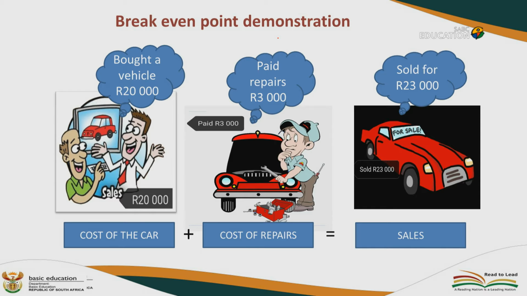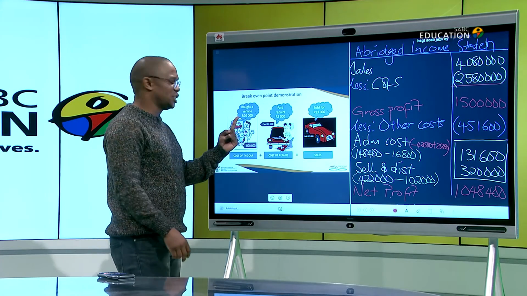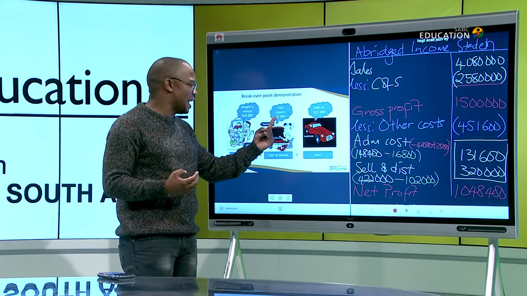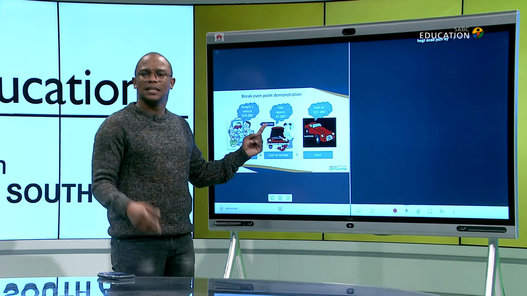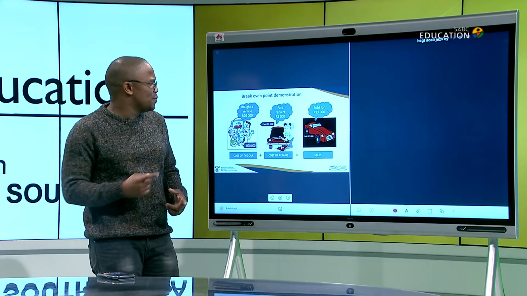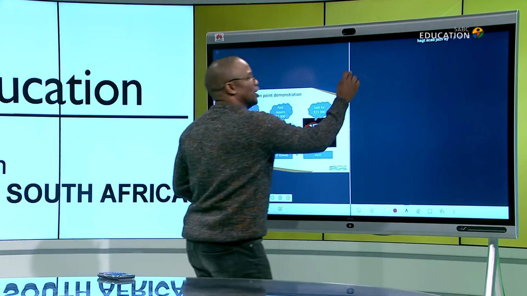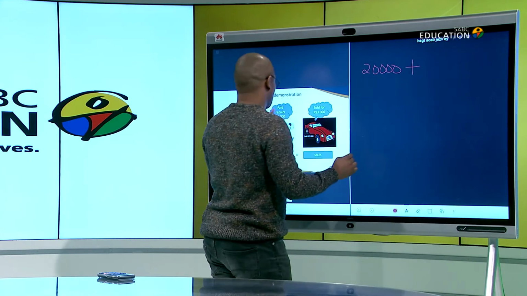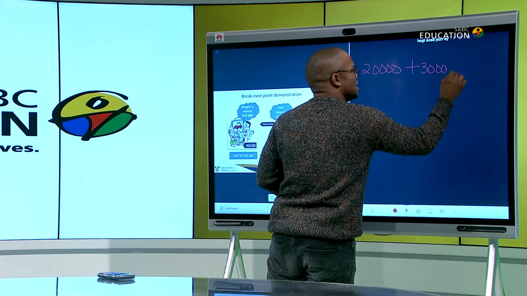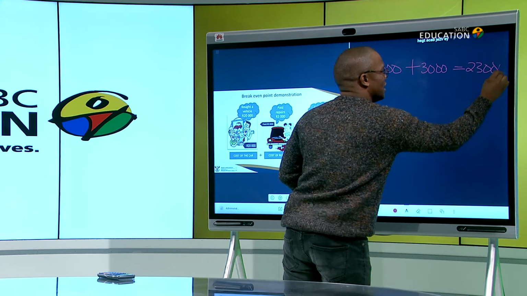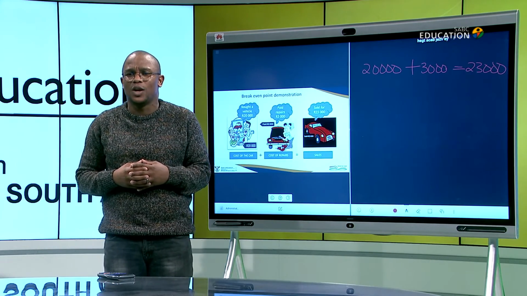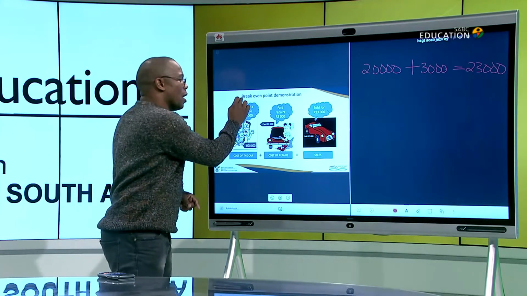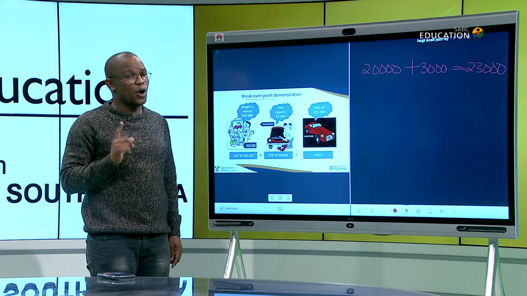This diagram will summarize it. Let's say we go and buy a car in an auction, then the car is worth 20,000. Then we repaired the car, and we paid 3,000 rand. But now remember, the amount of the car was 20,000. Then the repairs were 3,000. But we sold it for 23,000. We used 23,000 and we sold it for 23,000. Did we make any profit? No profit or loss. No, we didn't. That's now our break even. It's very much important. I hope you understand that, my learners.